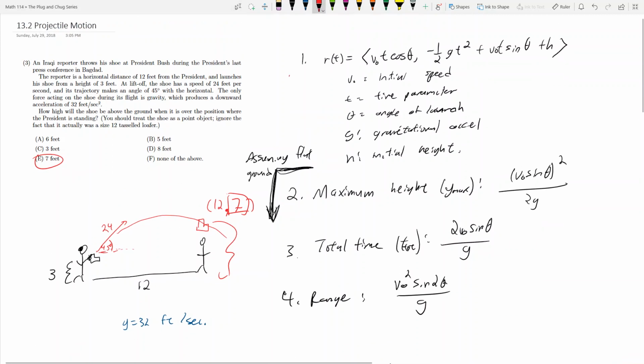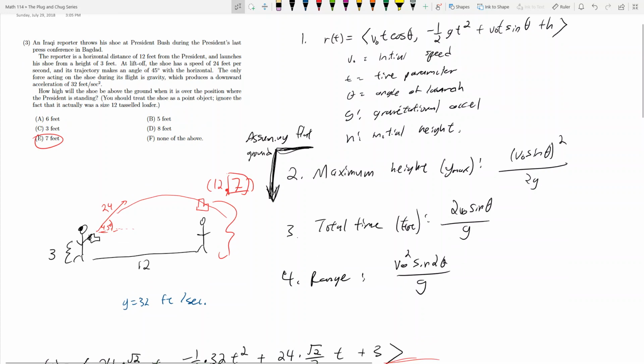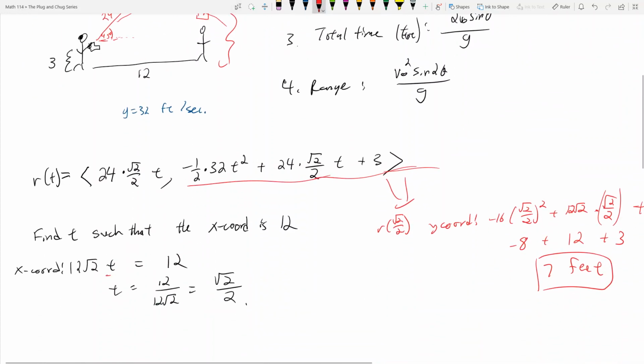And again, we use this number 1. And this is going to be a theme for a lot of these problems, is that you're going to have to use the x-coordinate to find a time, and then you plug that time into the position equation to find the y-coordinate. Got it? Cool.